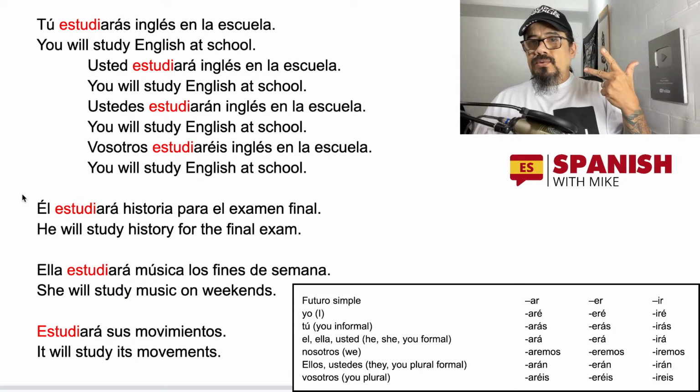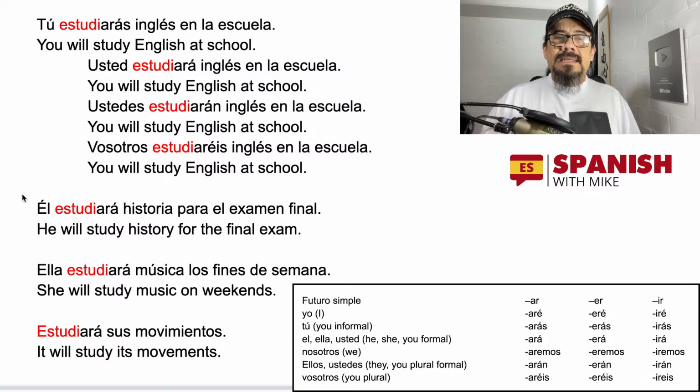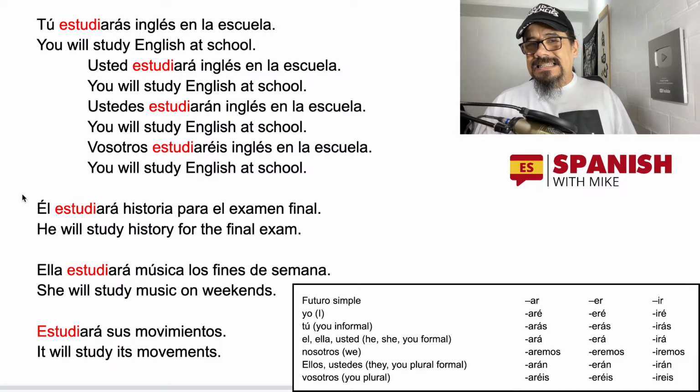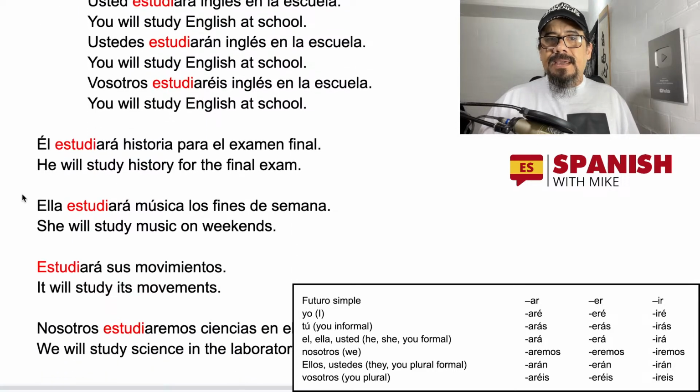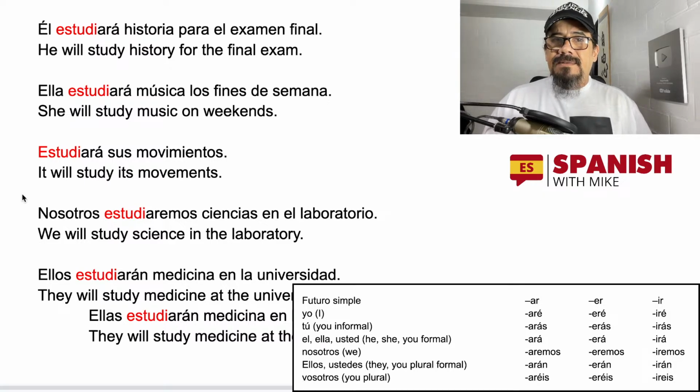Singular, informal, close relationships. Usted estudiará inglés en la escuela. Singular, formal. Ustedes estudiarán inglés en la escuela. Plural. Vosotros estudiaréis inglés en la escuela. Plural, Spain. Él estudiará historia para el examen final. He will study history for the final exam.